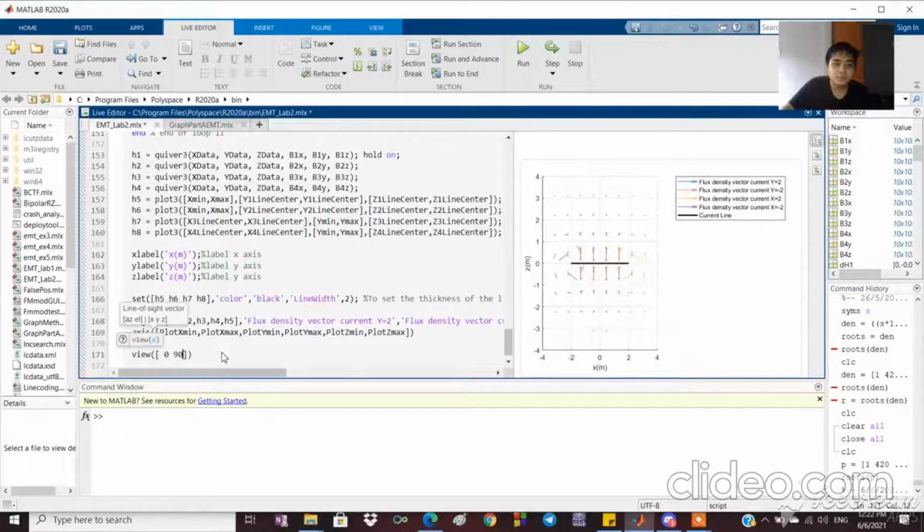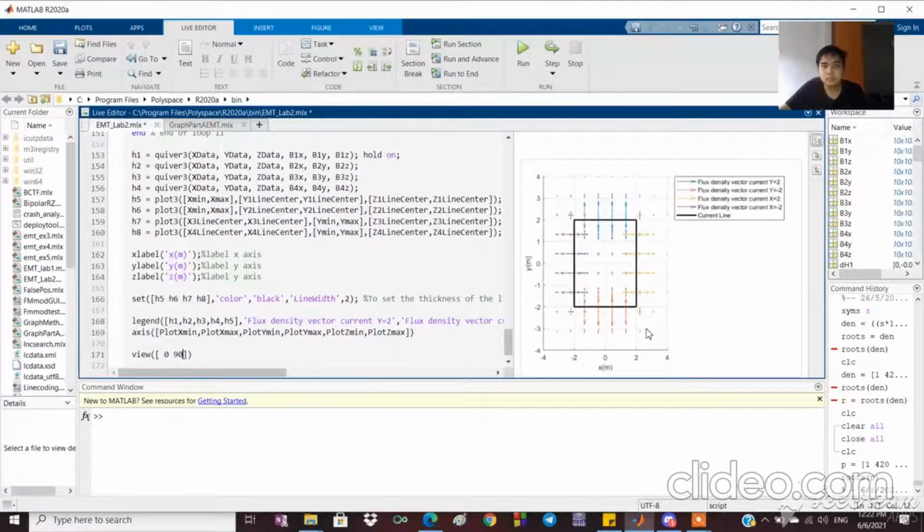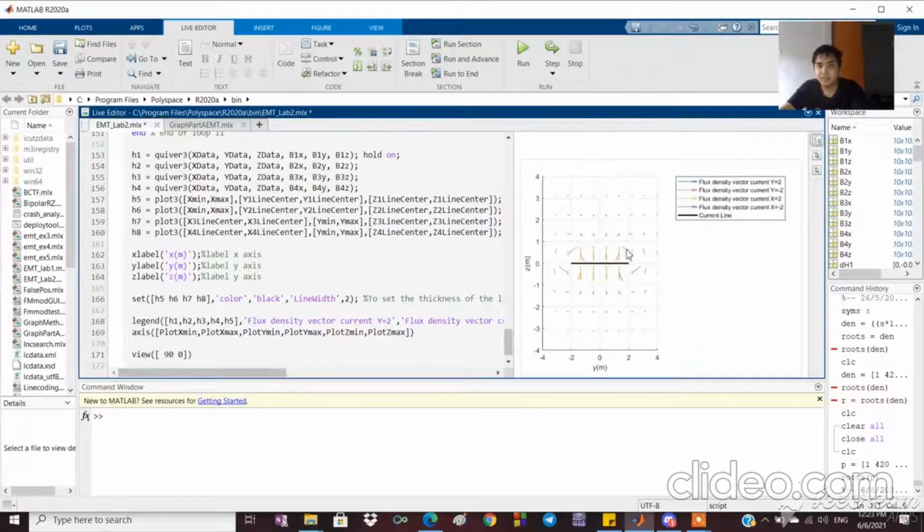And also, from the XY view, which is from the top, we can see the direction of the magnetic flux density at each line. And from the YZ view, we can see here the rotation of the magnetic flux lines at the current lines y equals 2 and y equals -2. Alright, that is all from me.